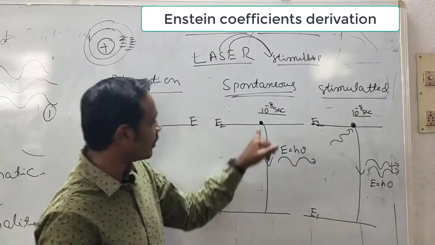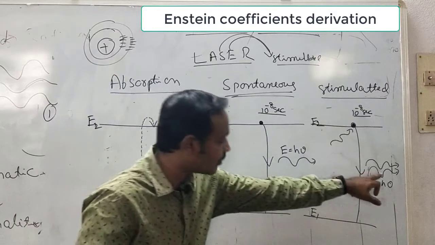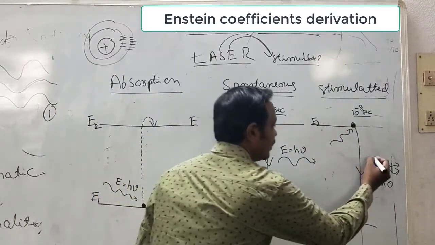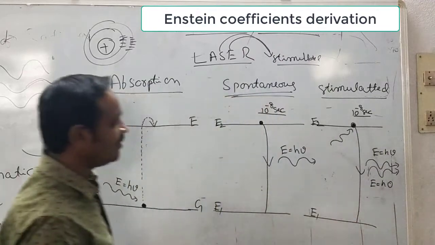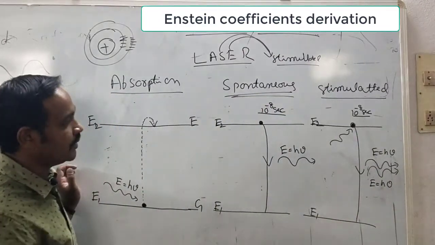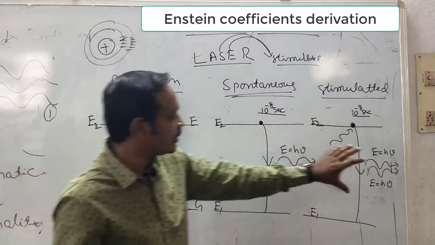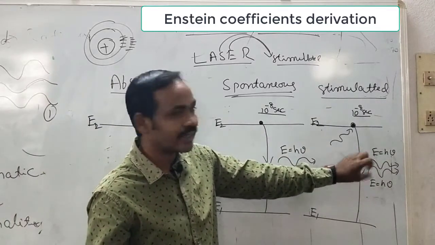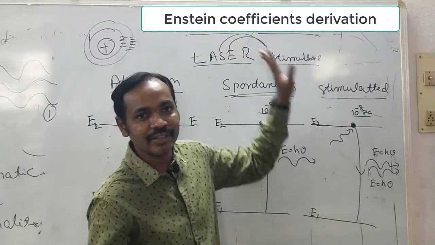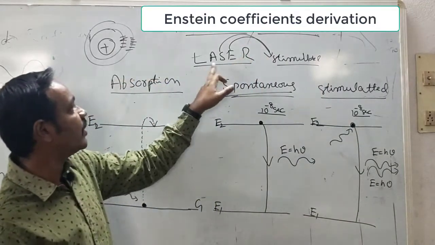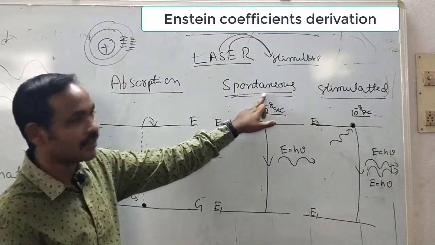One is due to the electron coming to ground state and emitting the photon. Another one is the input photon that you are giving. So both photons are in phase, coherent. Because of that, we get high power due to this stimulated emission. Stimulated emission is very important for your laser. That's why in the heading you have stimulated emission, not spontaneous emission.